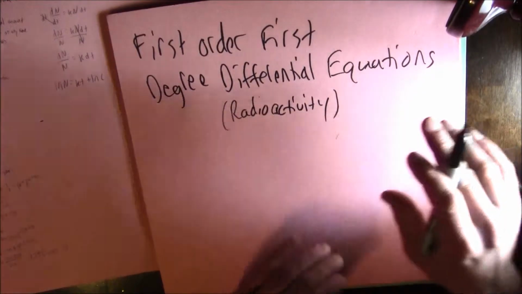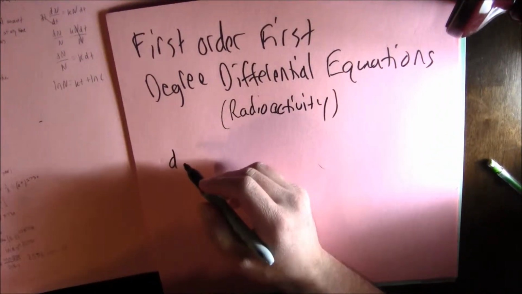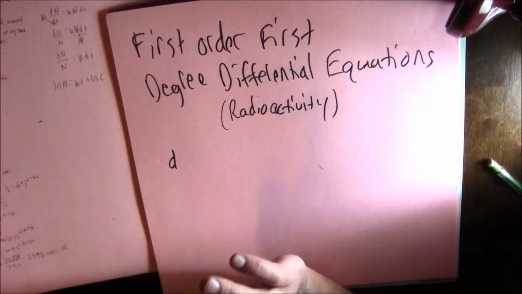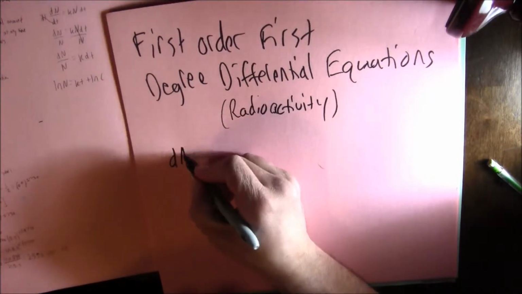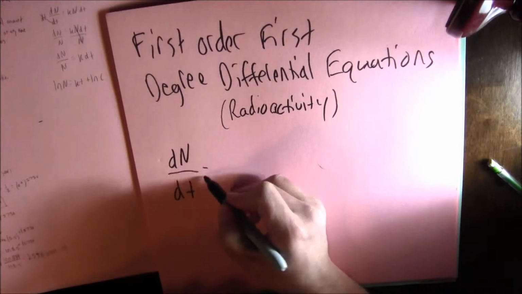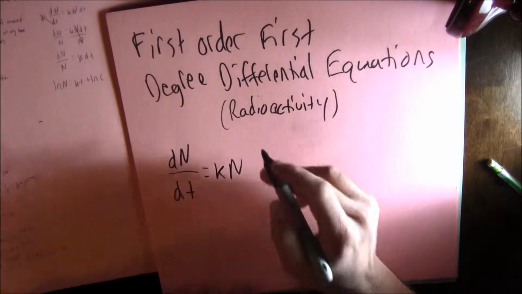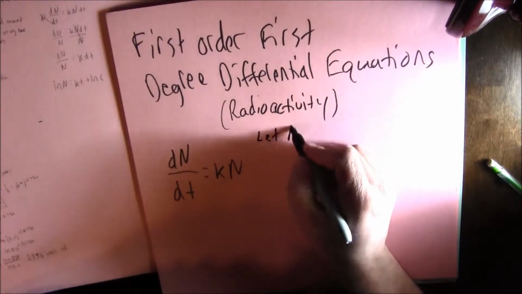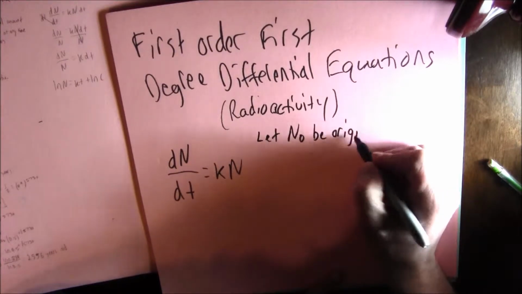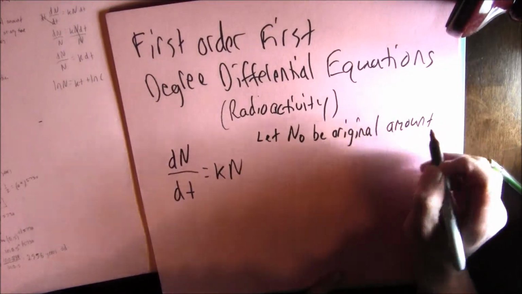Let's start. Are you ready? I'm ready. Alright, so you have this. It's really cool. You gotta set it up. dN/dt, for time, equals kN. We got variables up in here. So you let N0 be the original amount. The original amount of what? The original amount, man.